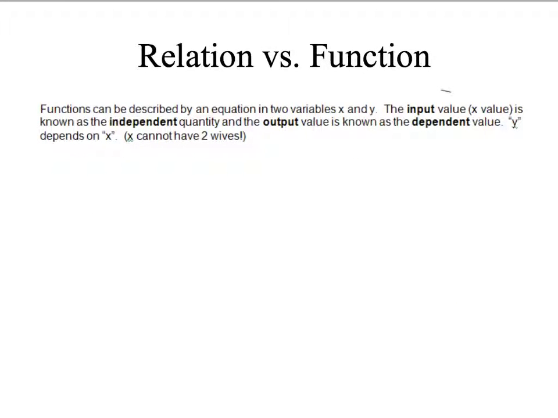All right, so a little bit of vocabulary. Functions can be described in two variables, x and y. The input value, or the x, is known as the independent quantity, and the output value is also known as the dependent, which means y depends on x. All right, so a good way to remember this, that's a lot of vocabulary, and it's all very synonymous. X, input, dependent, so on and so forth.